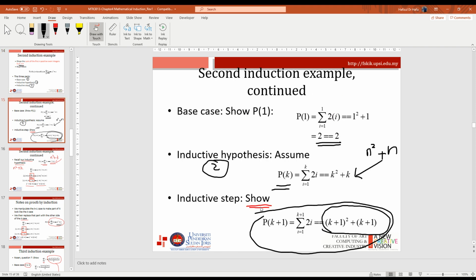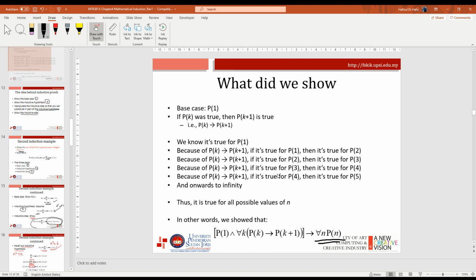So for this one, we continue P1 for sum 2i is equivalent to 1 power 2 plus 1. 2 is equivalent to 2, same. Okay, and then number 2, assume. We assume this one Pk. We want to replace k. And then induction step, we replace k plus 1. Same by here.